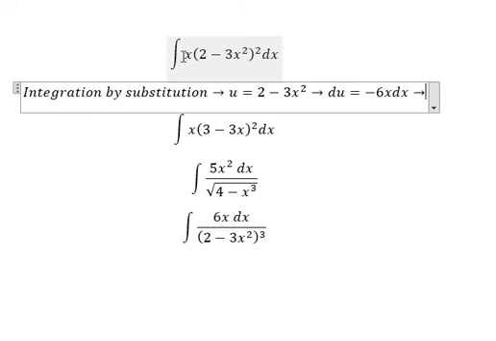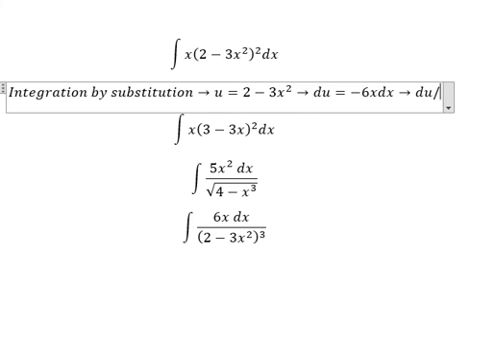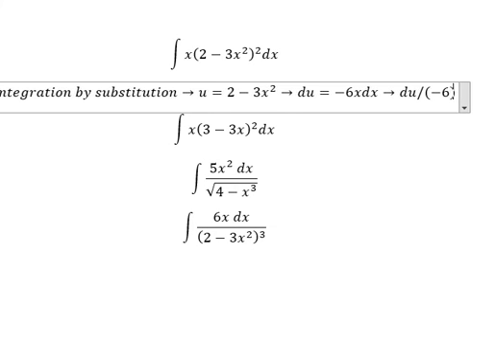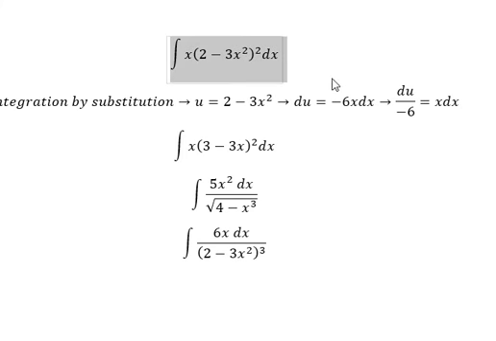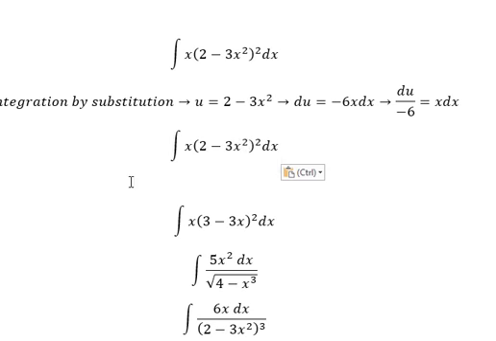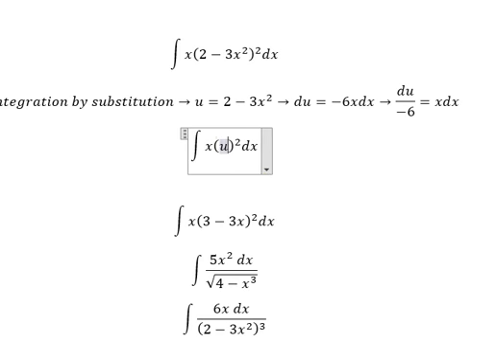Because we don't have negative 6, we need to divide both sides by negative 6, and you get du over negative 6 equals s ds. So this one we change for u. S ds we change for du over negative 6.